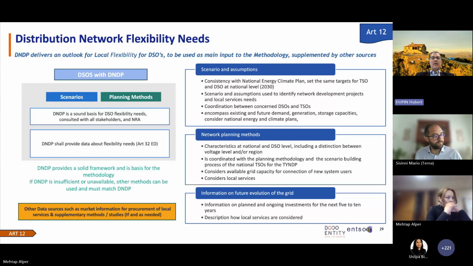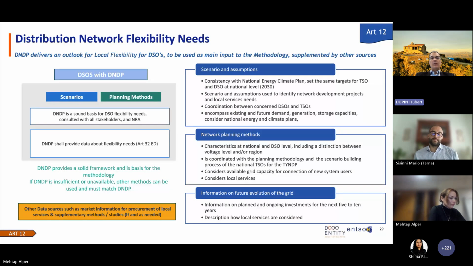It is the main document for DSOs, and it has a lot of good properties for performing this methodology and also giving input to stakeholders. First, it describes the scenarios. What are the scenarios that we will use? And those scenarios are consistent with the National Energy and Climate Plan, and they use the same targets as TSOs do. So basically, by design, the network development plans are consistent with the source of data and the scenarios that TSOs are using for the network development plan and the system needs.